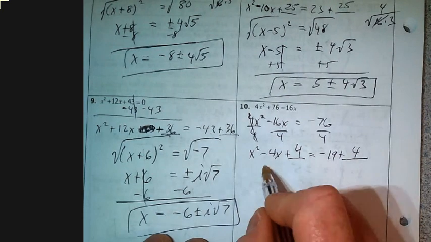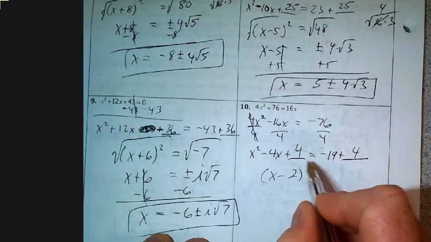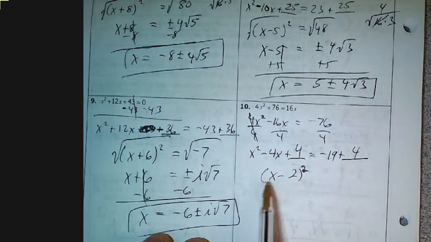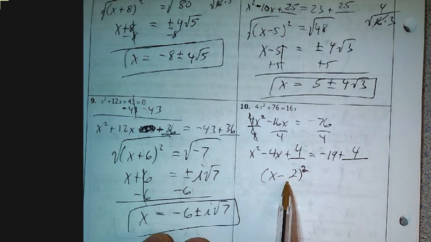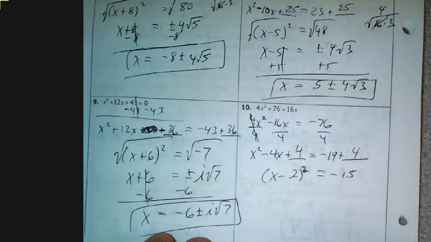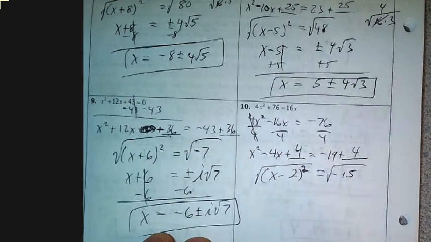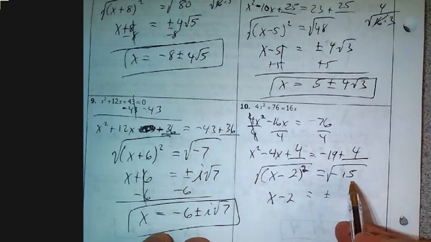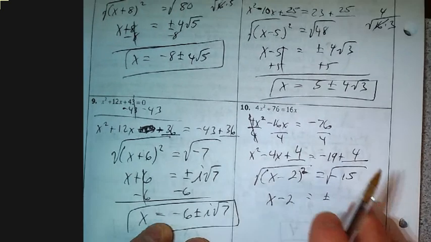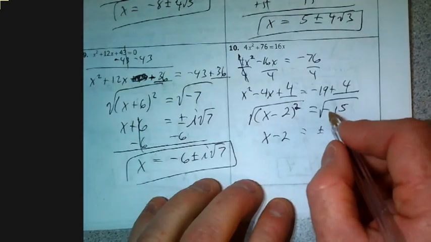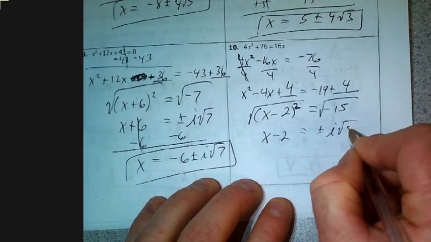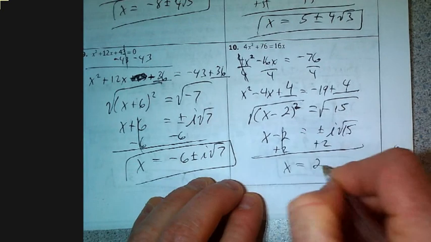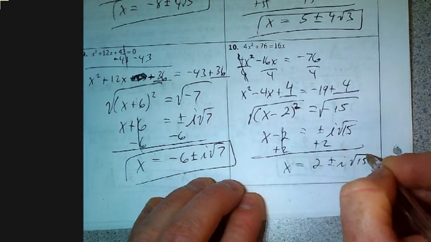Now we're going to factor the perfect square trinomial into the square of a binomial. Half of negative 4 is negative 2, so x minus 2 squared equals negative 15. Take the square root of both sides. X minus 2 equals plus minus. Now, can we simplify root of 15? No. But we can simplify the negative 1, which is here. So it's i root 15, and then we add the 2 to both sides. So x equals 2 plus minus i root 15. And that's it.